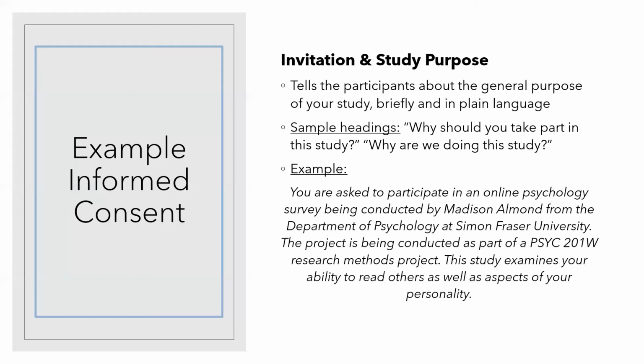So here's an example. You are asked to participate in an online psychology survey being conducted by Madison Almond from the Department of Psychology at Simon Fraser University. The project is being conducted as part of a PSYC 201W research methods project. This study examines your ability to read others as well as aspects of your personality. So you see how I outlined the general purpose of the study in just one sentence. Try and do something like that and only mention the 2 or 3 key constructs you're interested in. Don't go into any more detail than that.